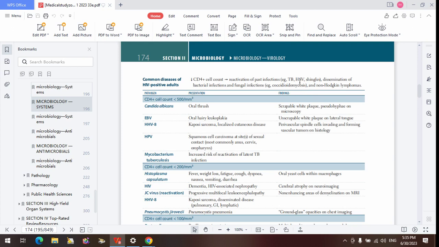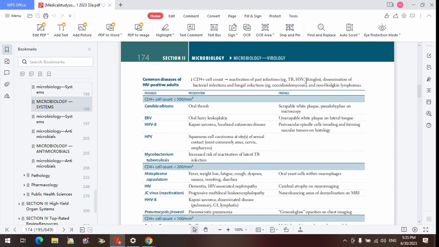HSV type 1 can be reactivated. What is the presentation? Is it encephalitis? No, it's not encephalitis. They'll present with herpes labialis.